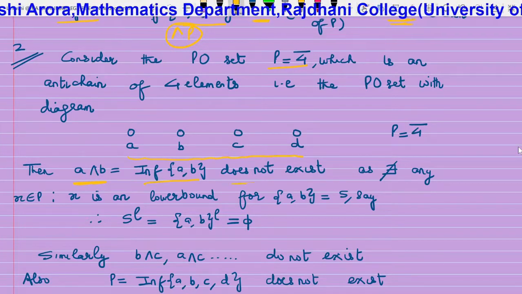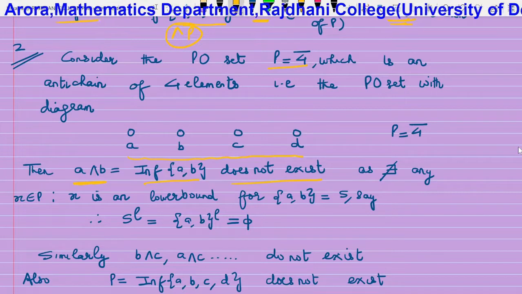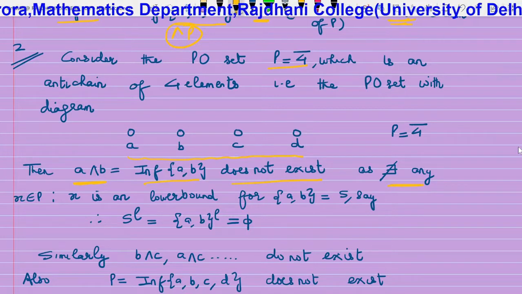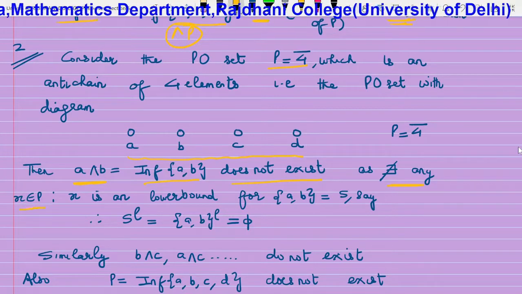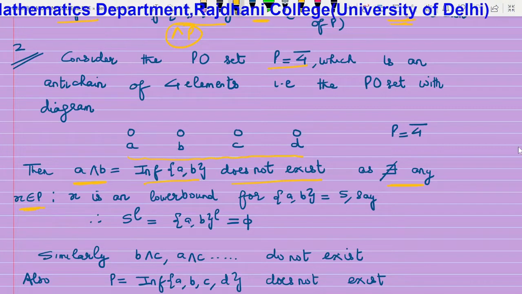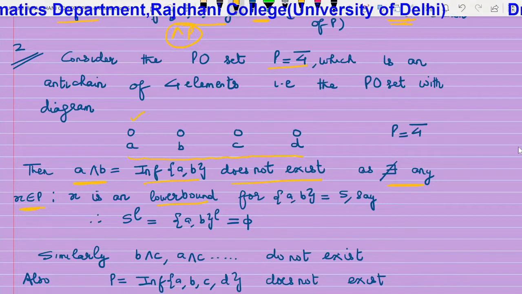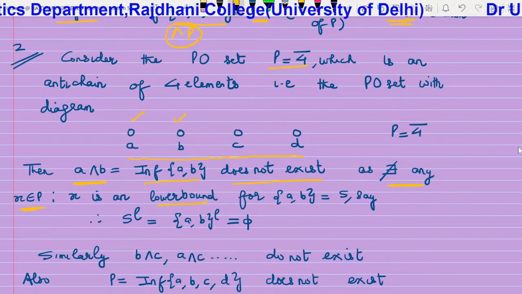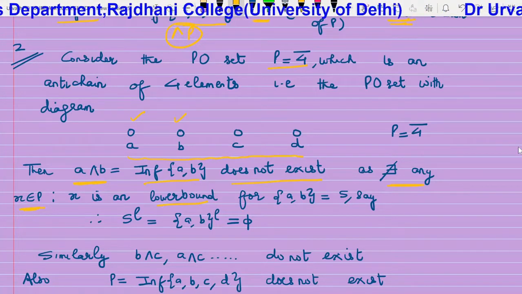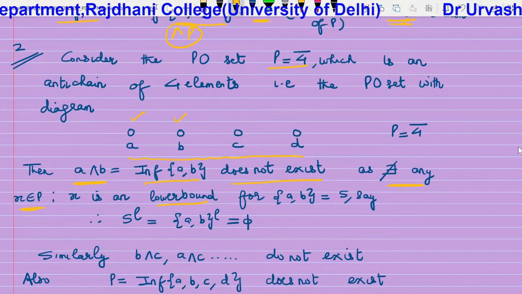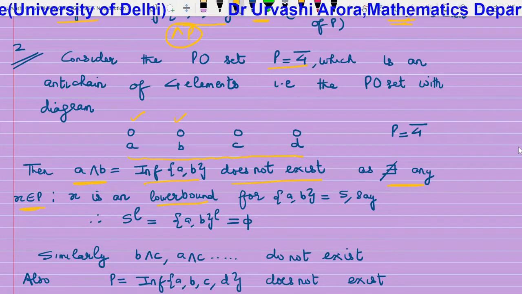We can see that the infimum of A and B, or A meet B, doesn't exist, because there does not exist any element X belonging to P which can act as a lower bound for A and B. If you consider A and B, there is no element of the partially ordered set P which is at a level lower than A and B.